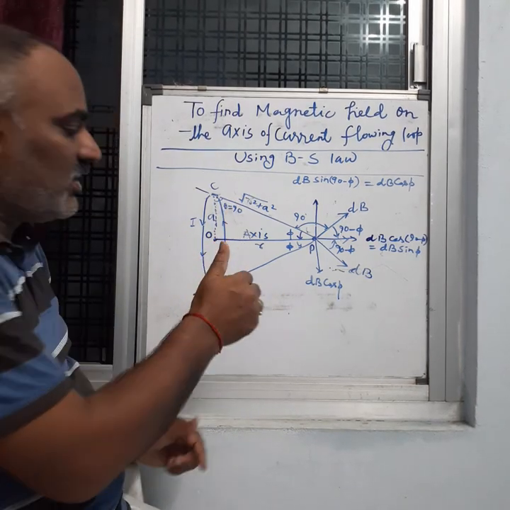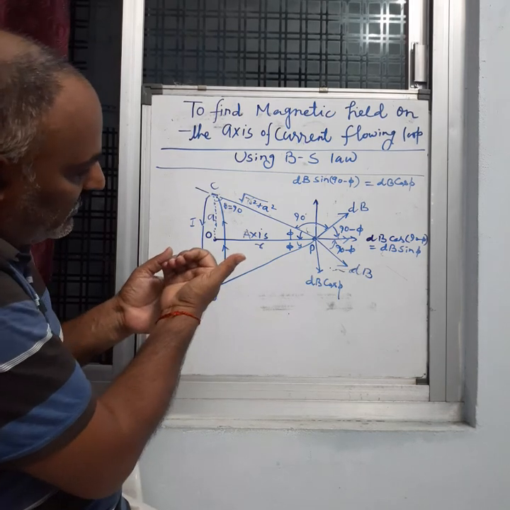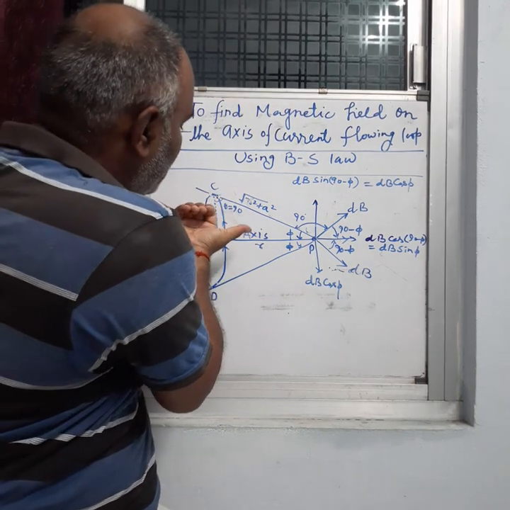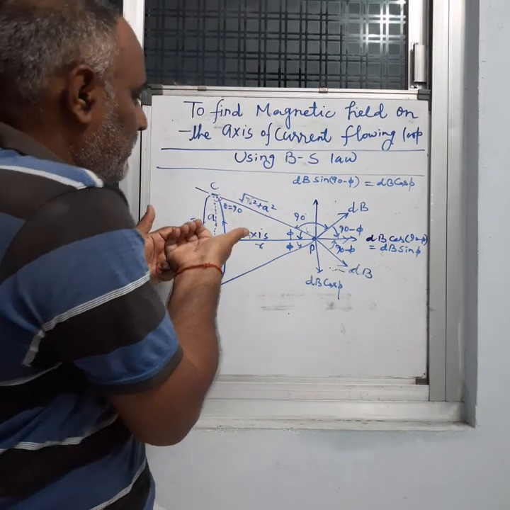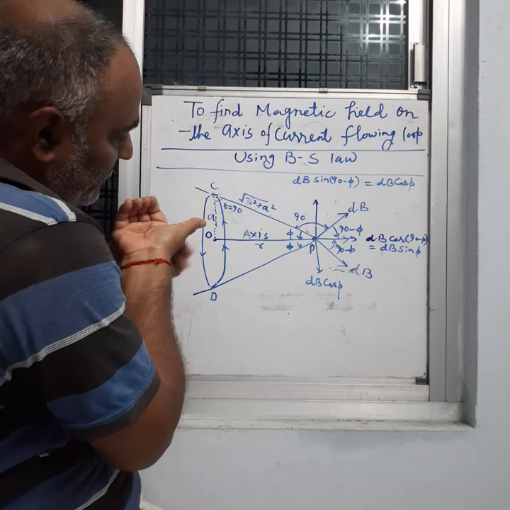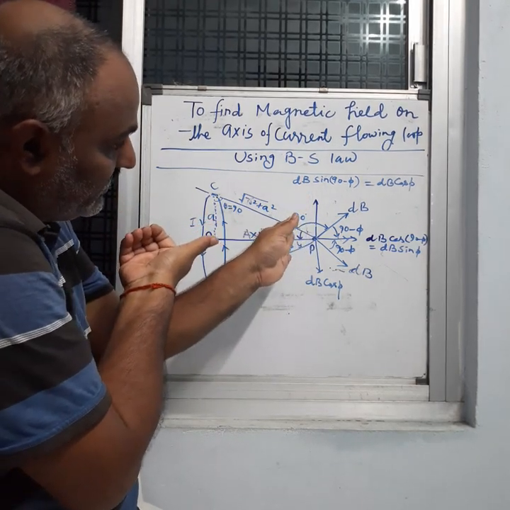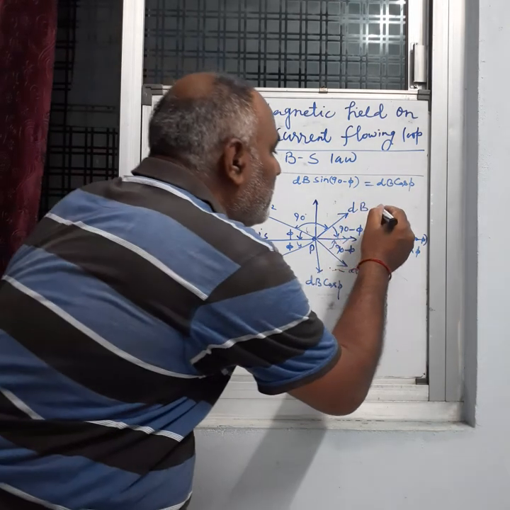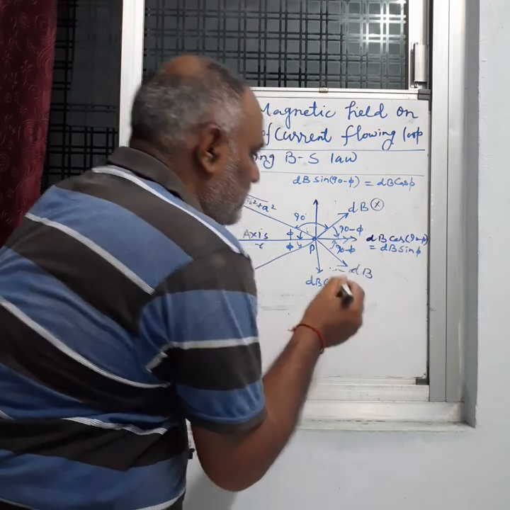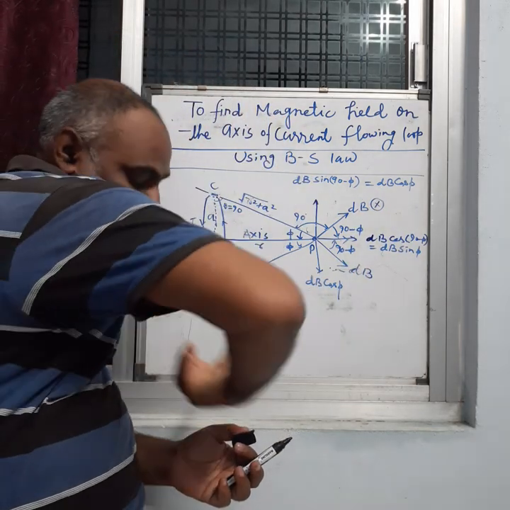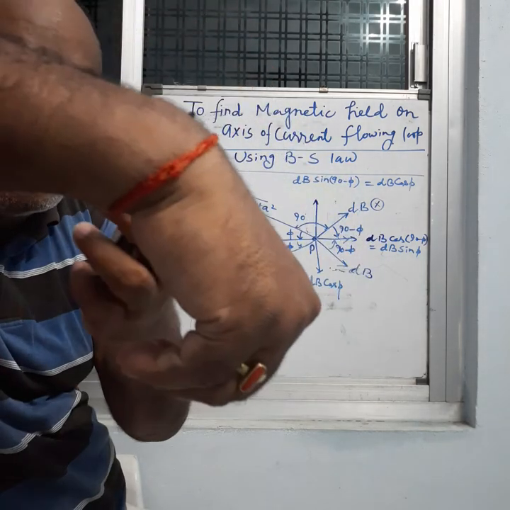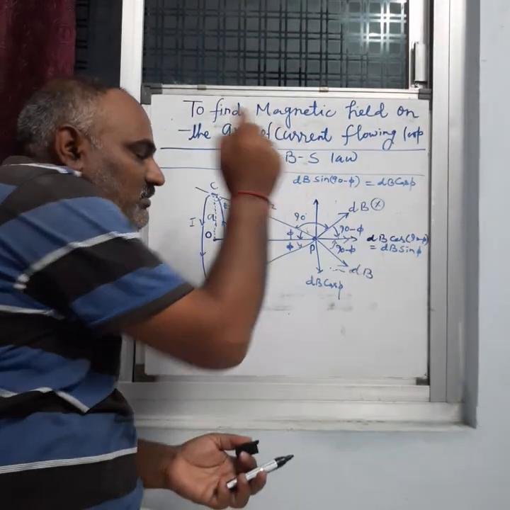So here, the current is flowing anti-clockwise in the loop, then the magnetic field will be like that. Inside, the magnetic field will be inside. So here the direction of dB will be inside. So what notation is used here? Cross. Magnetic field inside, like this one. See, this is the loop and this is the direction of the magnetic field. So this situation will be here.